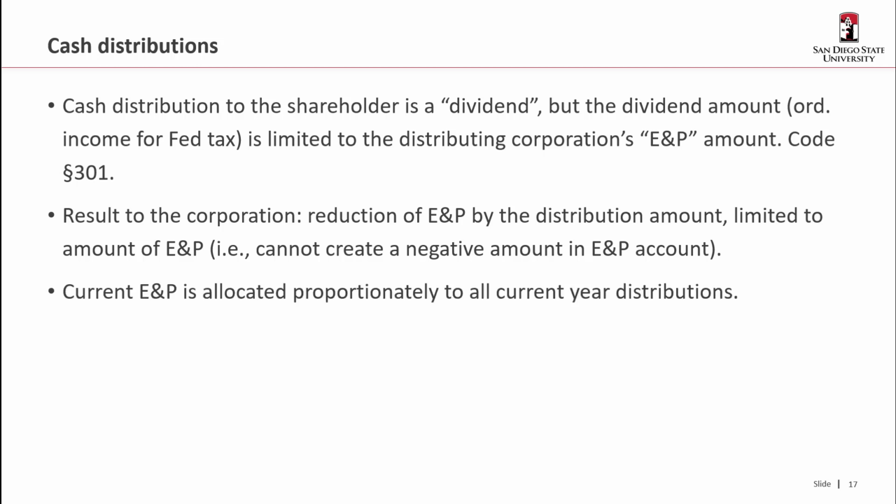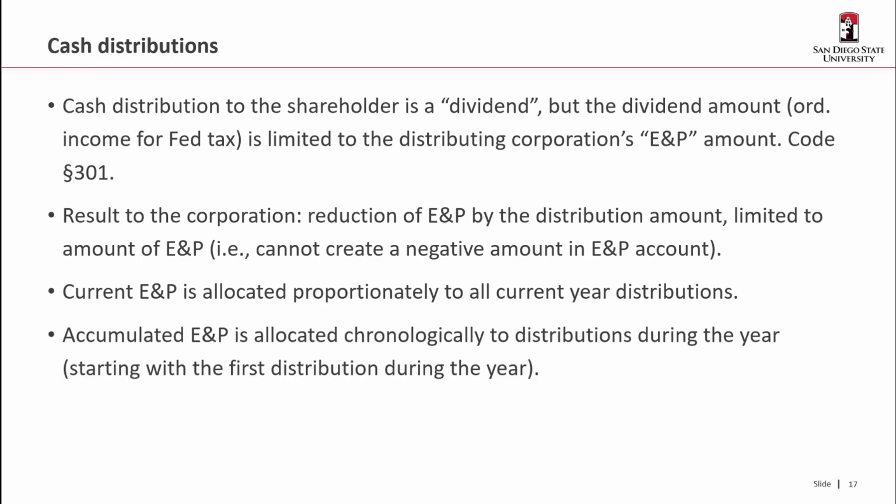Current E&P is allocated proportionately to all current year distributions. Now, I'm not really going to make you jump through the hoops of multiple distributions during a year when E&P doesn't cover all of it. But the notion is you do have to deal some way with deciding how much E&P gets allocated to each distribution, and it's not a first in, first out. So don't think of it like the first distribution of the year would soak up all the E&P, then if there was another distribution later in the year, oh, that's all tax-free. No, it's allocated.